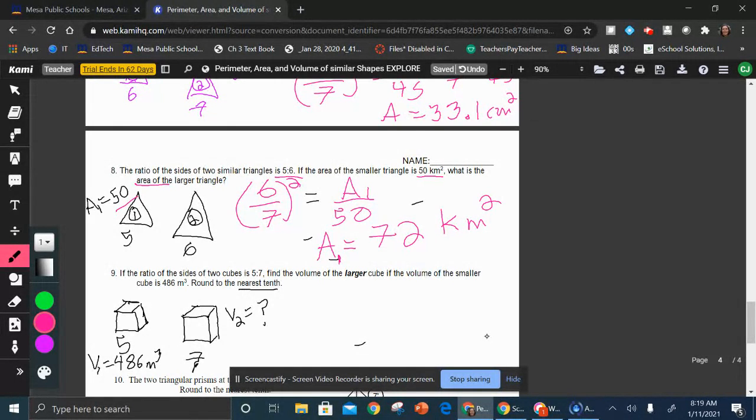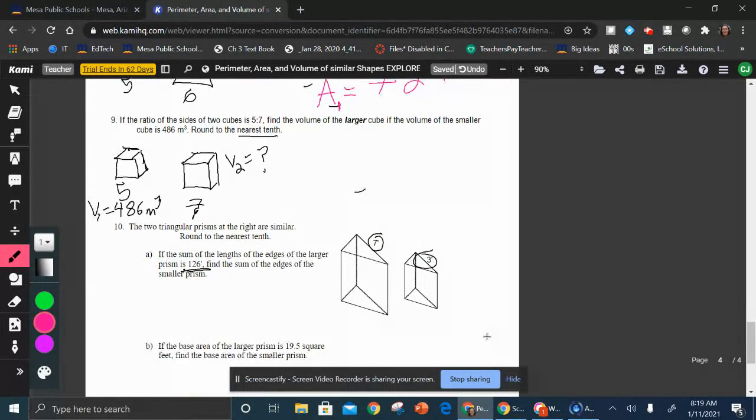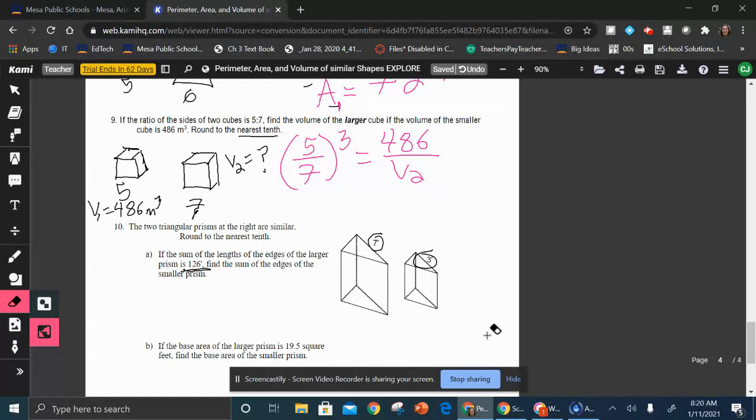Okay, volume. Notice I'm still drawing diagrams, everybody. So this one, it's going to be 5 over 7 cubed, because it's volume, 486 over the volume of the second one. Okay, we're going to cross multiply and divide. Well, cube it first, everybody. Same as the last ones, everybody. You need to cube it.